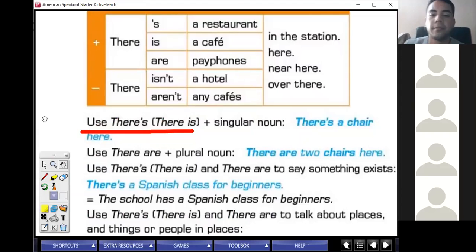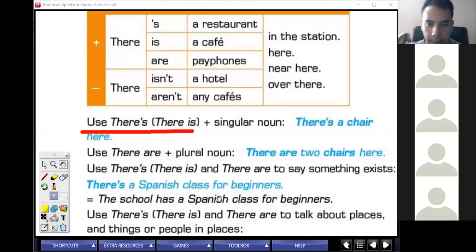Use there is plus singular noun. There is a chair here. Use there are plus plural noun. There are two chairs here.